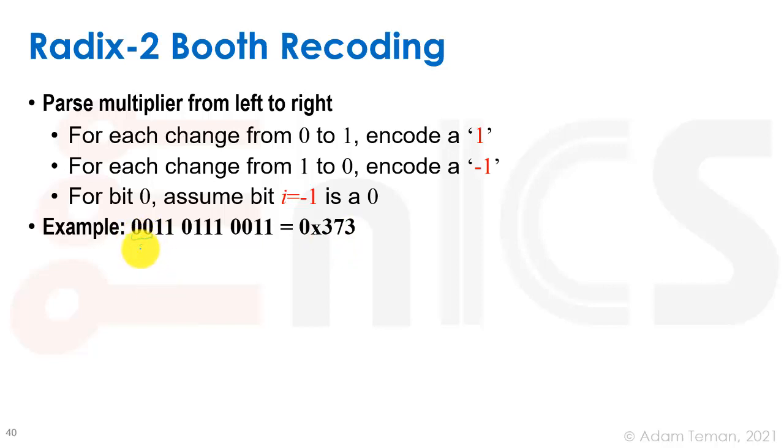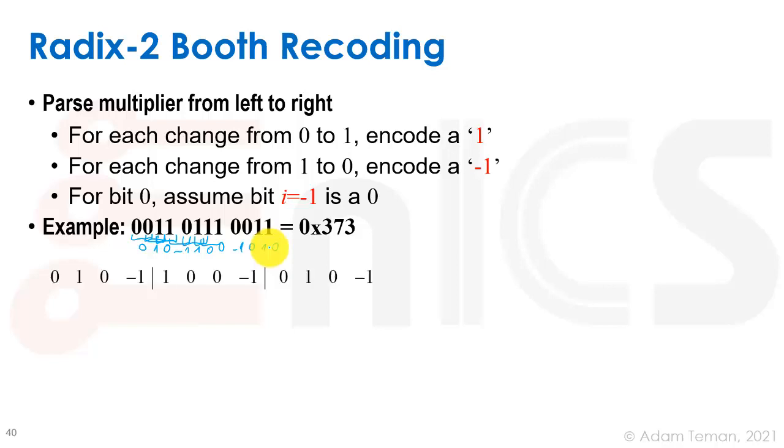And again, there was no change, so we encode that to a 0. Here we have 0 to 1. 0 to 1, we said we encode a 1, so we have a 1 over there. 1 to 1, we have a 1, so we encode a 0 over there. Okay, 1 to 0. That's a minus 1. 0 to 1, that's a 1. 1 to 1 is 0, and 0, and minus 1, 0, 1, 0.